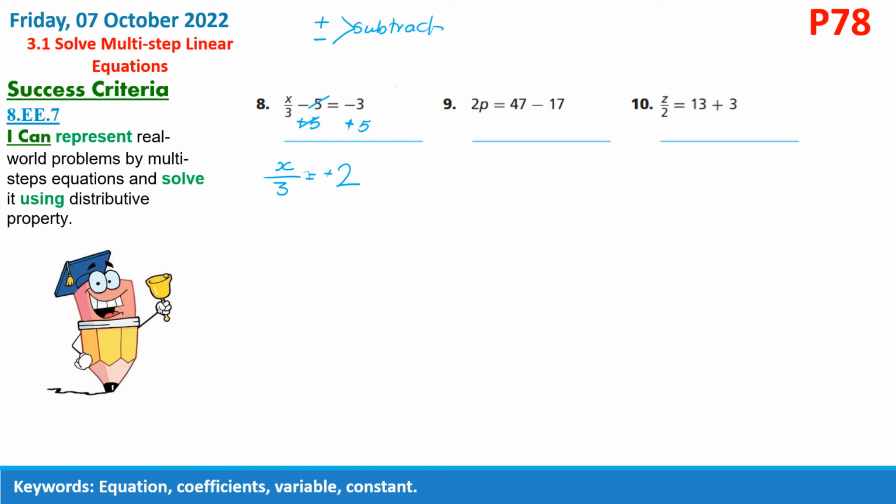Okay. Now let's check 3. What is happening? 3 is dividing. So to undo, we multiply 3 here and we multiply 3 here. So this 3 and 3 cancel and we know 2 times 3 is 6. Let's try another question.